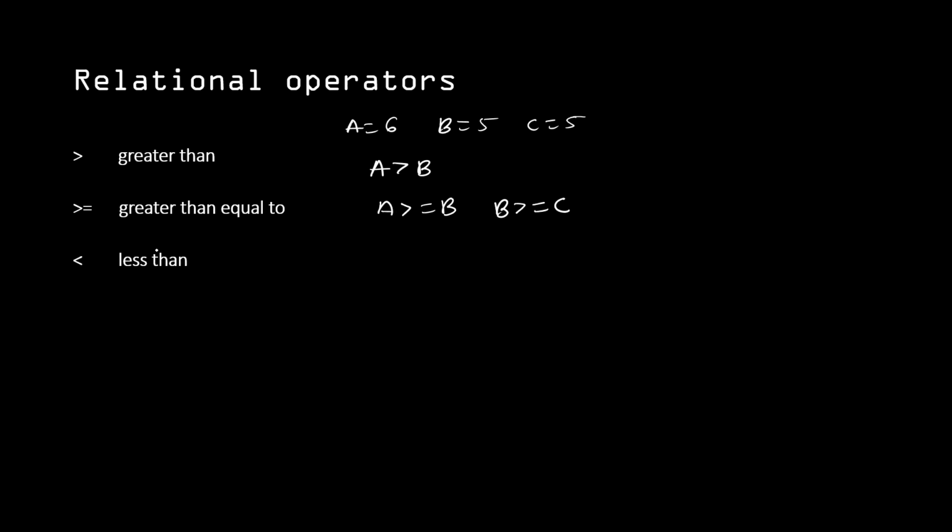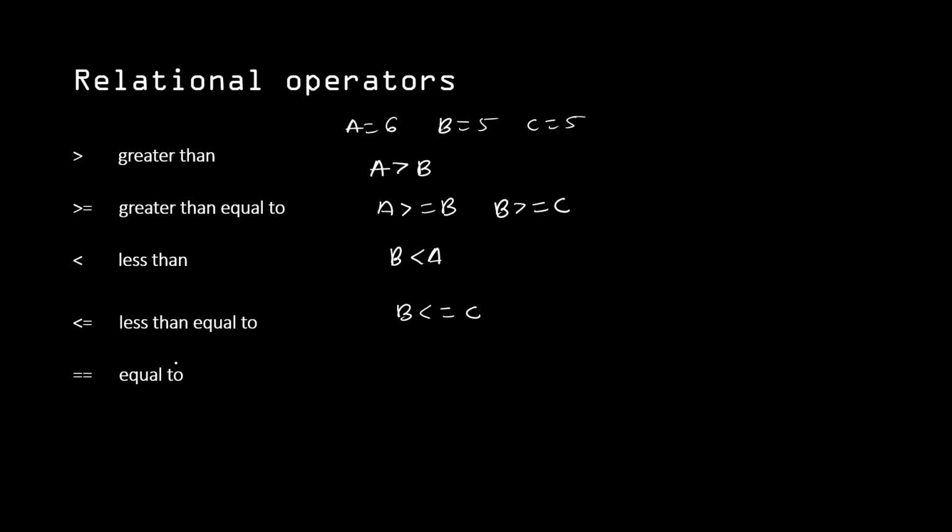Our next operator is the less than operator. Let me say b < a. This is a valid statement. We can compare b's value and a's value and get a result. Our fourth operator is the less than or equal to operator. It works the same as the greater than or equal to operator. If I write b <= c, it is also a valid statement because b is not less than c, but it is equal to c. So this is valid.